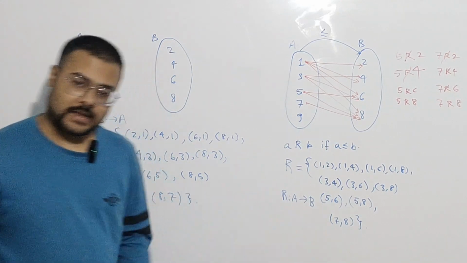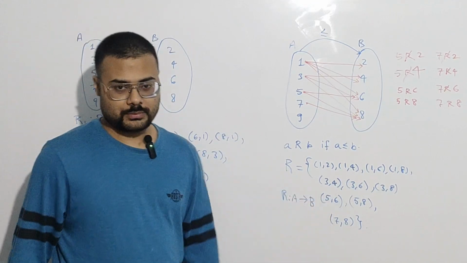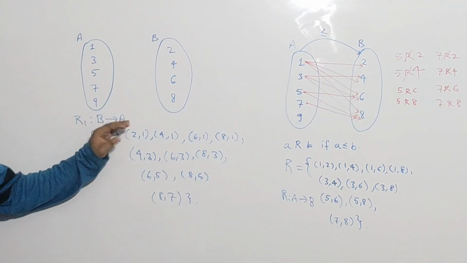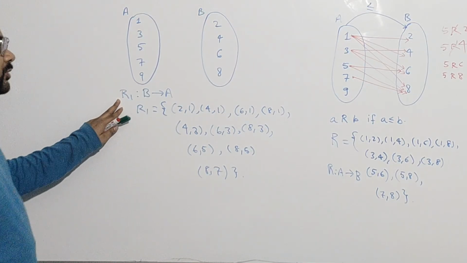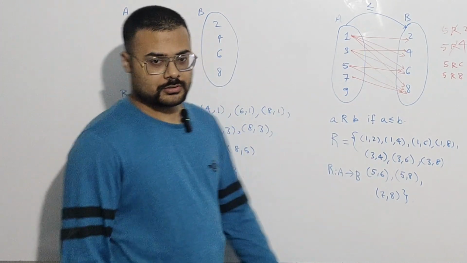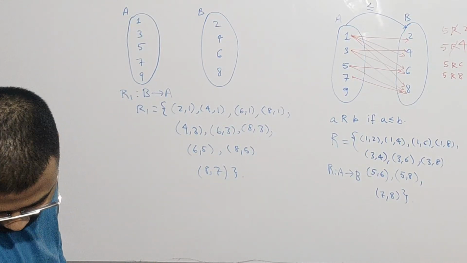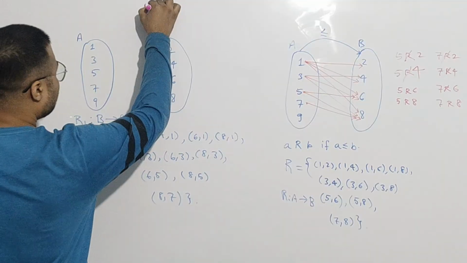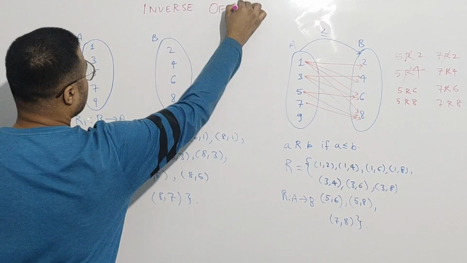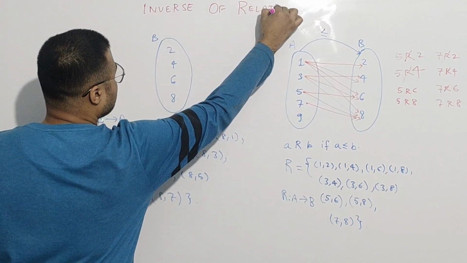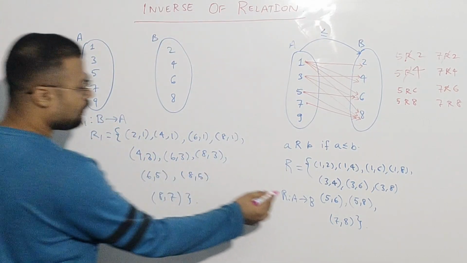A relation from A to B means how the elements of A are related with B. Relation from B to A means how the elements of B are related with A. Also this R1 is the inverse of relation R. So let's talk about the inverse of a relation.